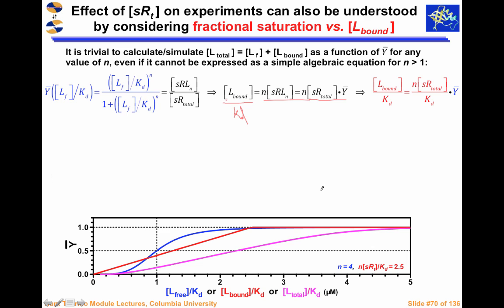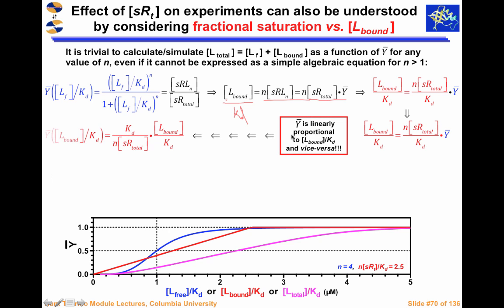So what does that mean? Well, straight lines are easy to work with, and this leads us to some very simple math. We can consider this very simple relationship. The ratio of L bound to KD is NSRT over KD, all constants, times Y bar. This is a constant. L bound over KD is a linear function of Y bar. Well, what does that mean? Y bar is linearly proportional to L bound over KD, and vice versa.